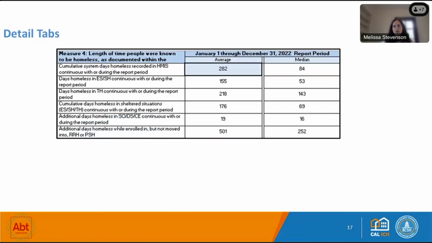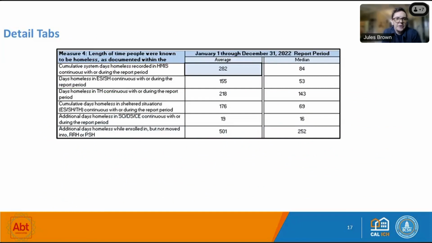And then Jules, do you want to talk about the detail for measure 4? Yeah, I'll also just add on to that, which is that measure 4 was probably the one that was most impacted by bug fixes as well. So I just want to be transparent about that.